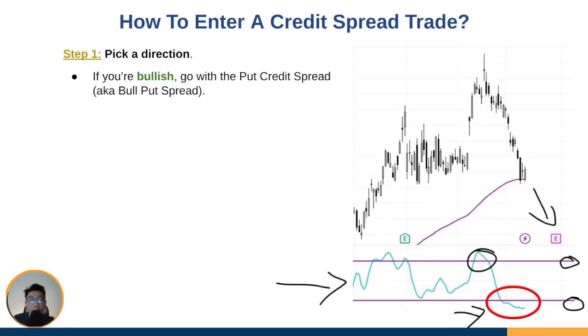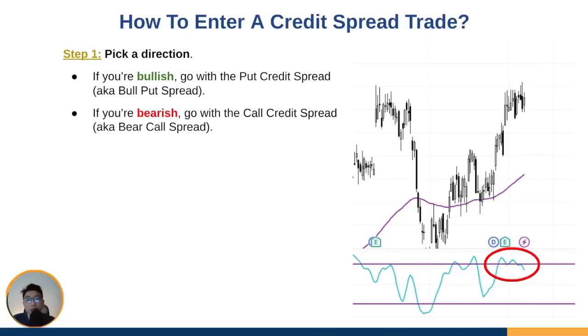So one simple way, just take a look at this stochastic oscillator. If it's oversold, then you can start to think about putting on the put credit spread. Maybe this is where you might take a look at where the support is. This is where you can start to look into putting on a put credit spread. And if you're bearish, then you can go with the call credit spread.